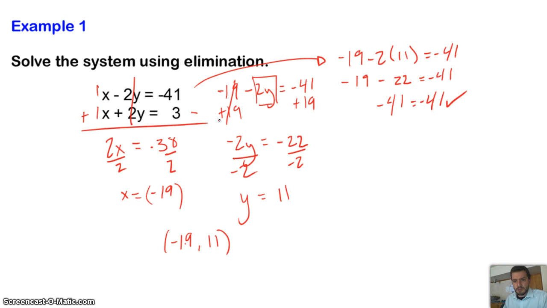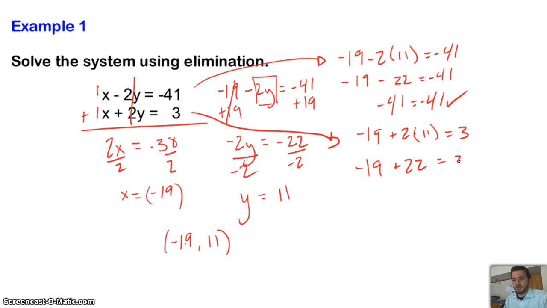And then we could do the next one, the lower one. So again, that's going to be negative 19 plus 2y equals, oh, not y, sorry, plus 2 times 11 equals 3. So negative 19 plus 22 equals 3. So we're good. They both work. Okay, we're good to move on to the next one.